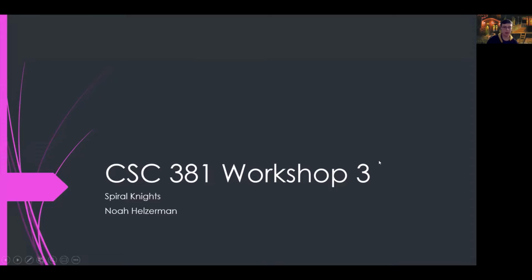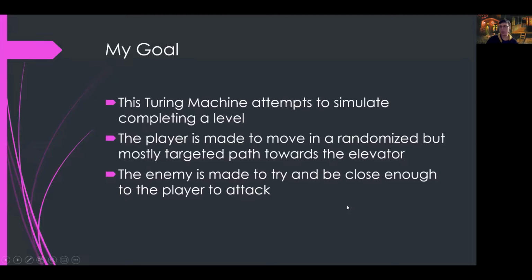Moving on, the goal I had for my Turing machine was that it would try to simulate finishing a level. To do this, it'll simulate the player moving in a somewhat random way, but trying to target towards the elevator. And the enemy is made to try and move just to be next to the player as if they were getting ready to attack.